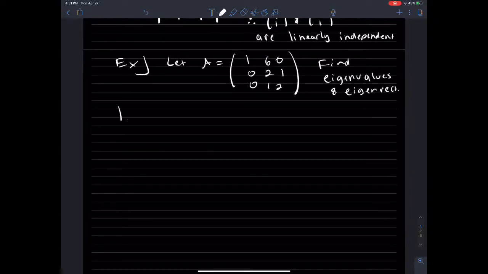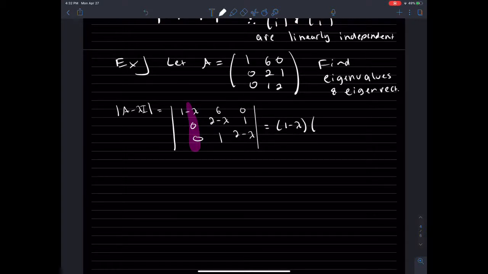So we've got to find A minus lambda I, which is going to be 1 minus lambda. You're basically just subtracting lambda from the diagonals. Remember, we're going to choose the column with the most zeros, so that's my winner. So it's going to be 1 minus lambda times, inside there, 2 minus lambda, we have 2 of them, minus 1.